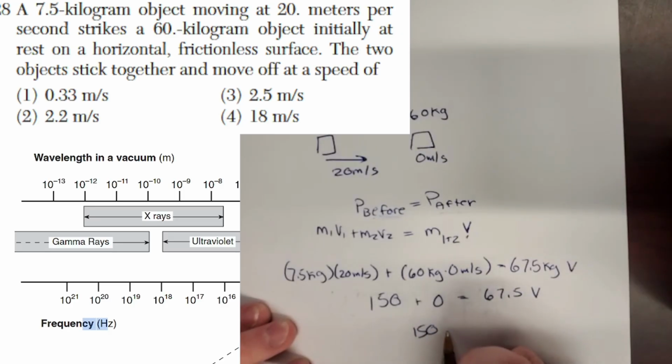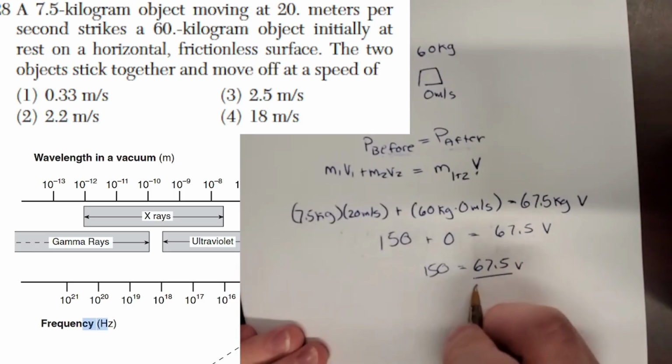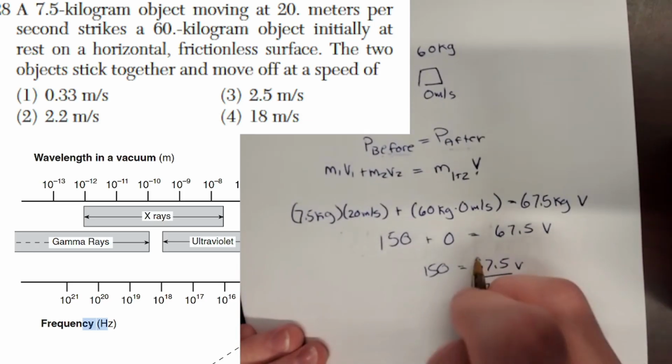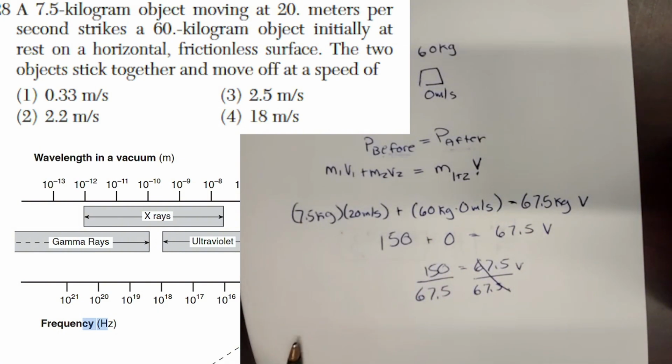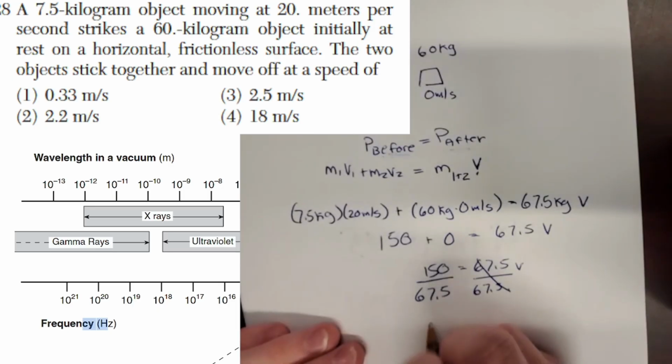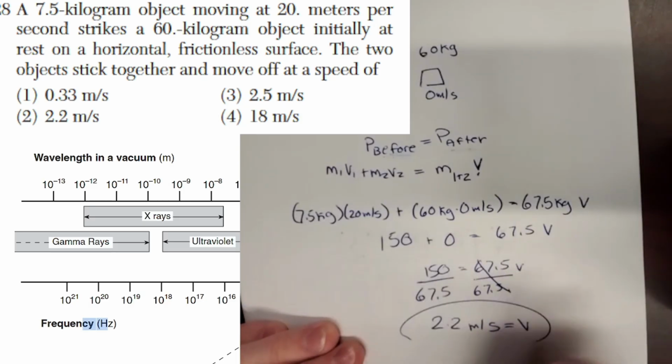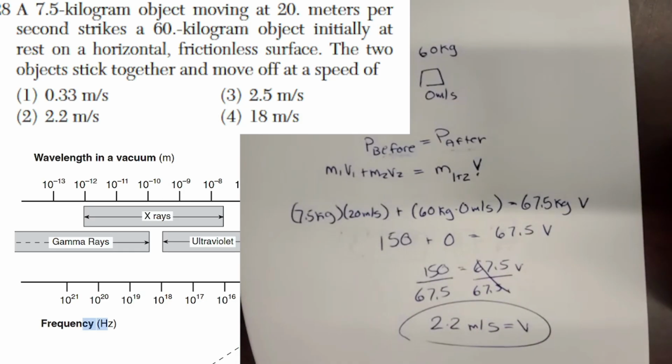Right? And if we want to get v alone, we're going to have to divide away that 67.5. So let's go ahead and do that. 67.5, divide on both sides. 150 divided by 67.5, and you get 2.2 meters per second is equal to v. Let's see, is that one of our options? Yeah, option 2, 2.2 meters per second.